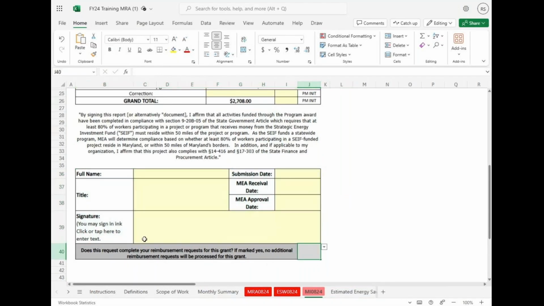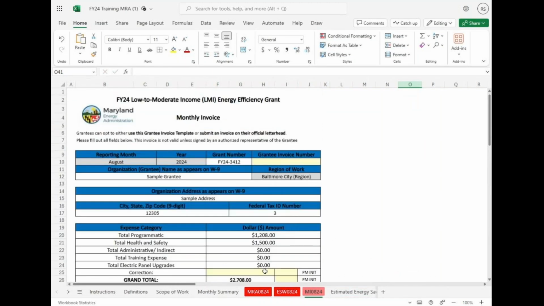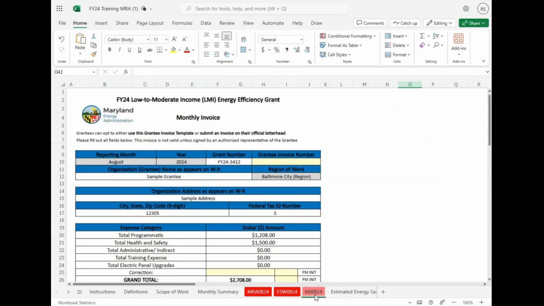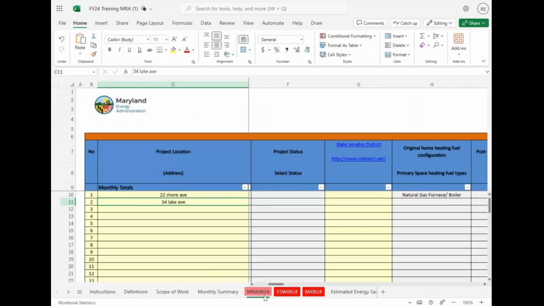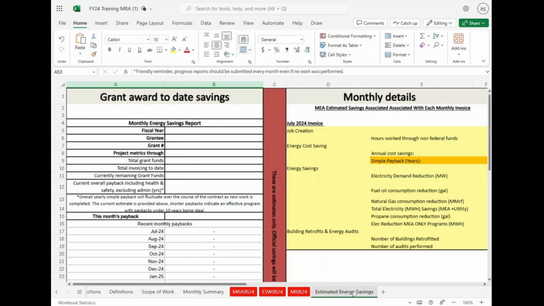This section here is important for us when we get close to finalizing this fiscal year. Please let us know if this is the last report you will be sending. That will make our job a little easier. So these 3 tabs here are the tabs that the grantees must give us all their information on what work has been completed. Okay, so this tab here, which we will describe last, is the estimated energy savings.